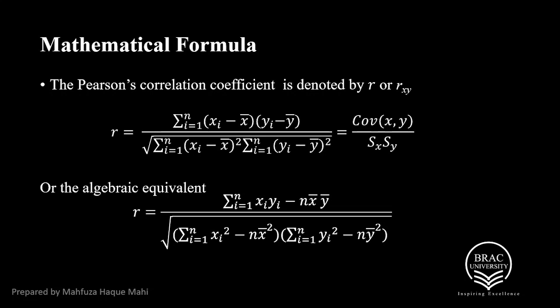There is a simplified form of this formula. The simplified form is derived from the main formula by some algebraic manipulation. You can use this simplified form for further mathematical calculation of Pearson's correlation coefficient.